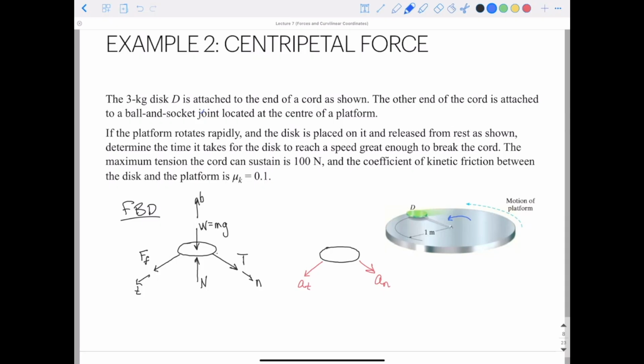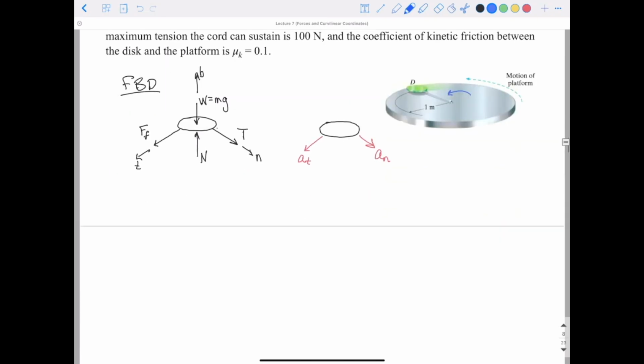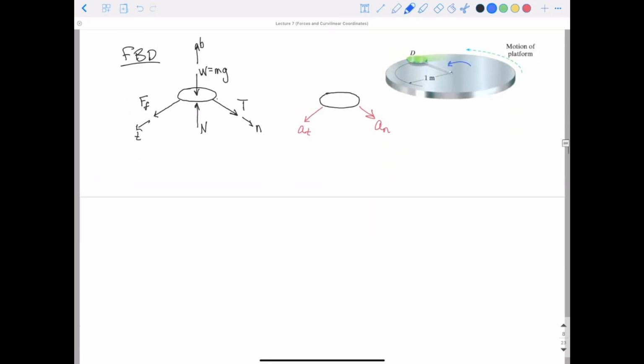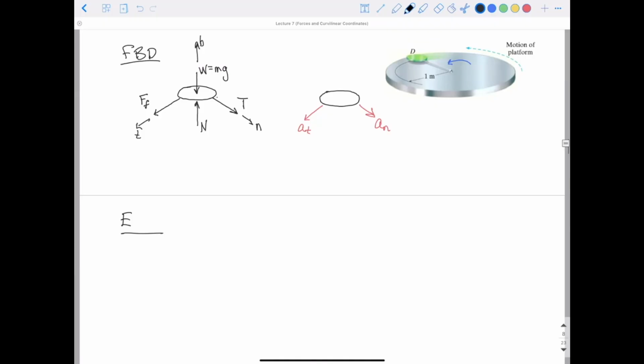So we have our free body diagrams. Now let's write our equations of motion. Let's start with our normal acceleration again.